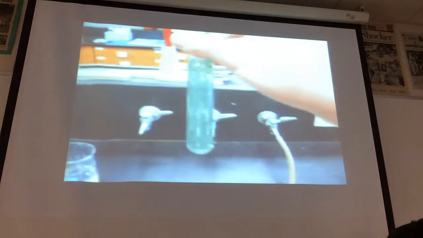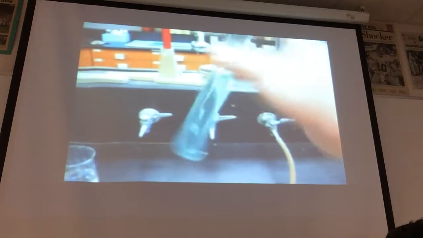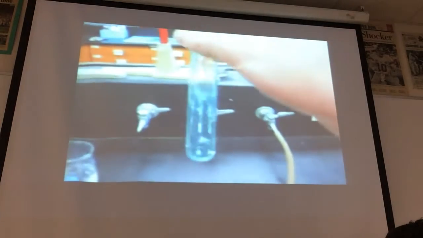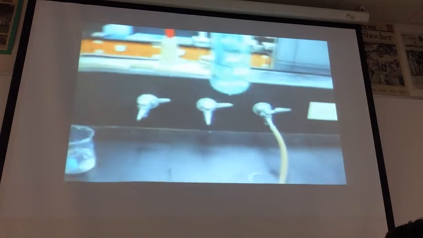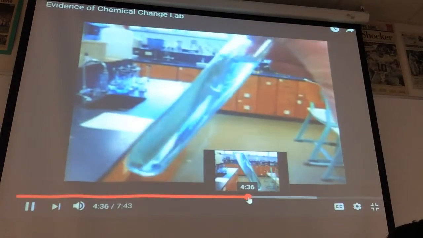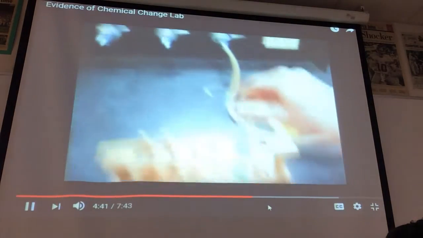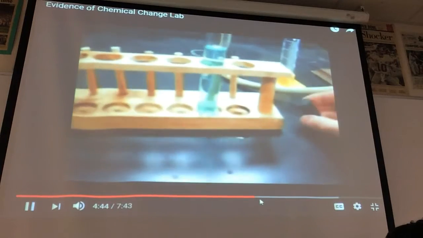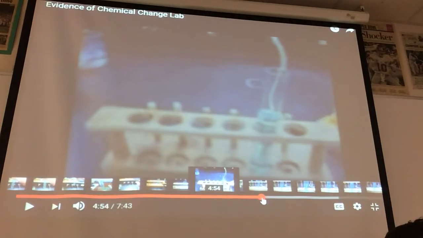What happened? See what's happening here. In just a minute or so, we have once again a nice clear blue solution. So you have blue. All right, so the black solid is gone in just a few minutes of reaction with the hydrochloric acid. All right, now he's going to put a metal in.